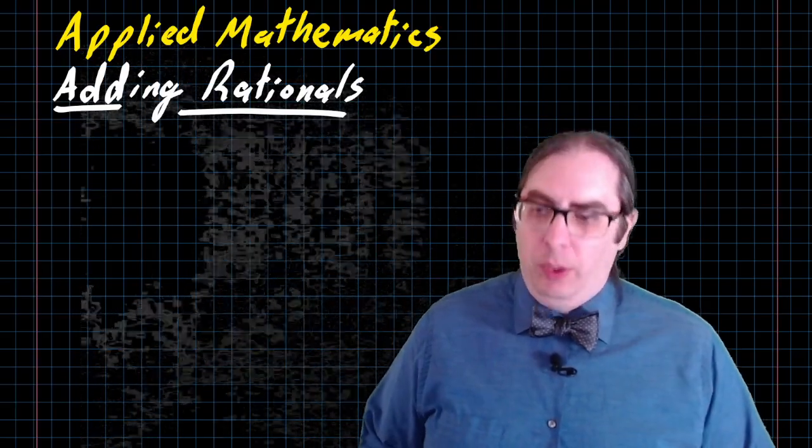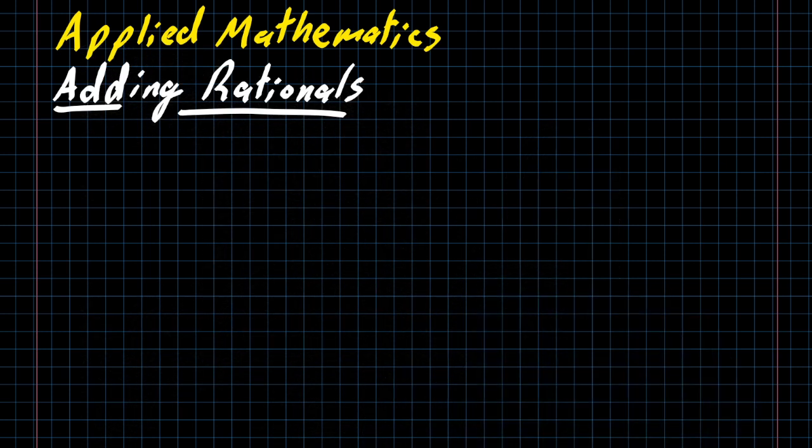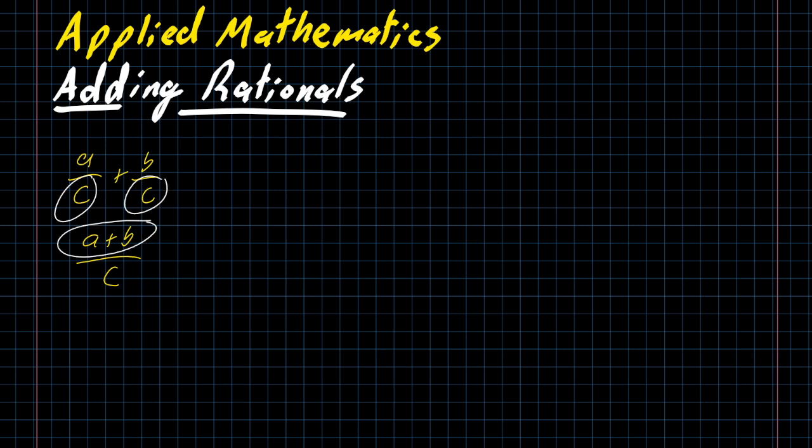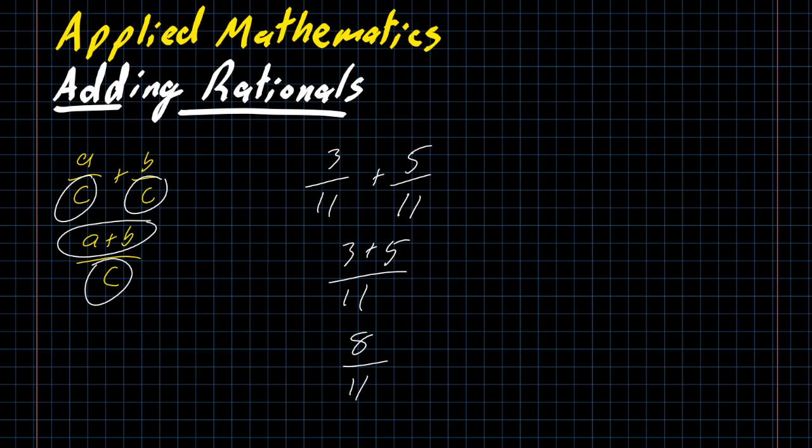As we have seen with our other operations on rationals, the process here ties directly to the process of adding fractions. When the fractions are like, that is to say they have a common denominator, you can add or subtract across the numerator and then keep whatever denominator you have. So if you have something like 3 over 11 plus 5 over 11, you get 3 plus 5 over 11, which comes out as 8 over 11.